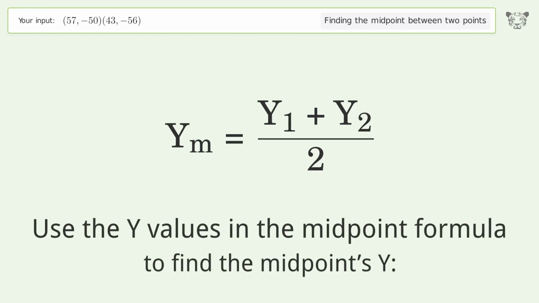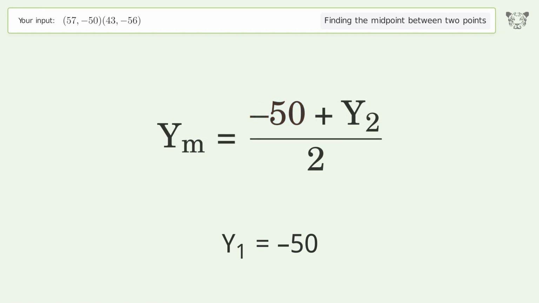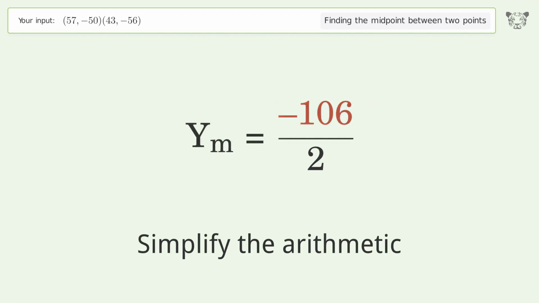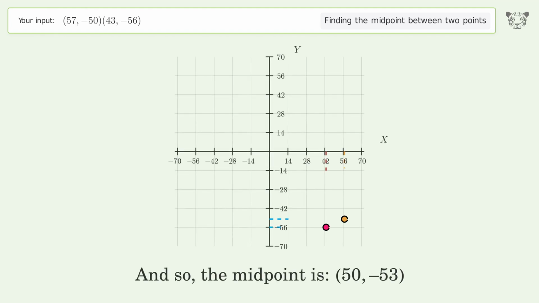Use the y values in the midpoint formula to find the midpoint's y. y1 equals negative 50. y2 equals negative 56. Simplify the arithmetic. And so, the midpoint is 50, negative 53.